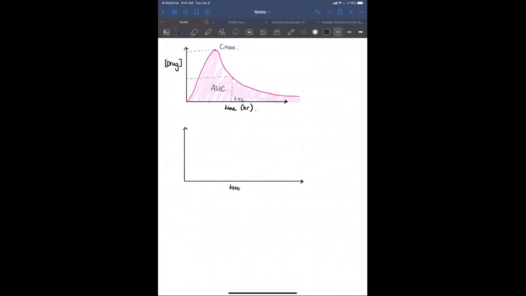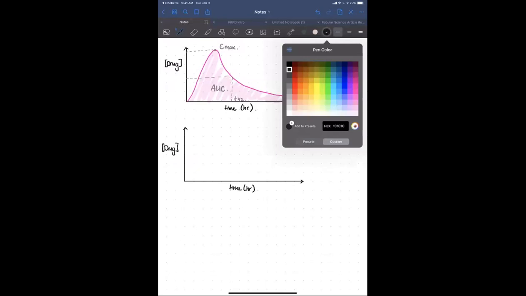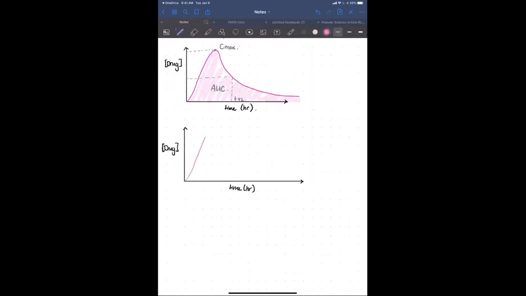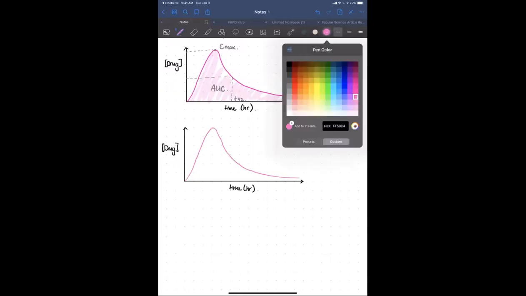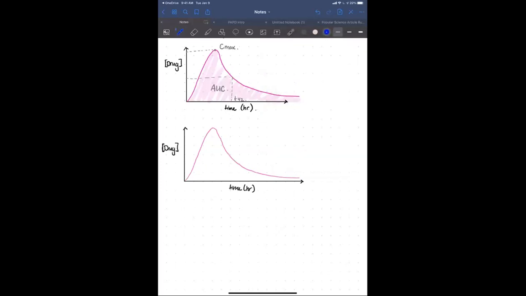So now we have the same axes, time, and drug concentration. And for one person, the pharmacokinetic profile of this drug may look like this. But if someone were a slower metabolizer, then the curve may look different. It may still get up to our Cmax, maybe a little higher, but it's going to take longer to come down. Let me erase that little tab.